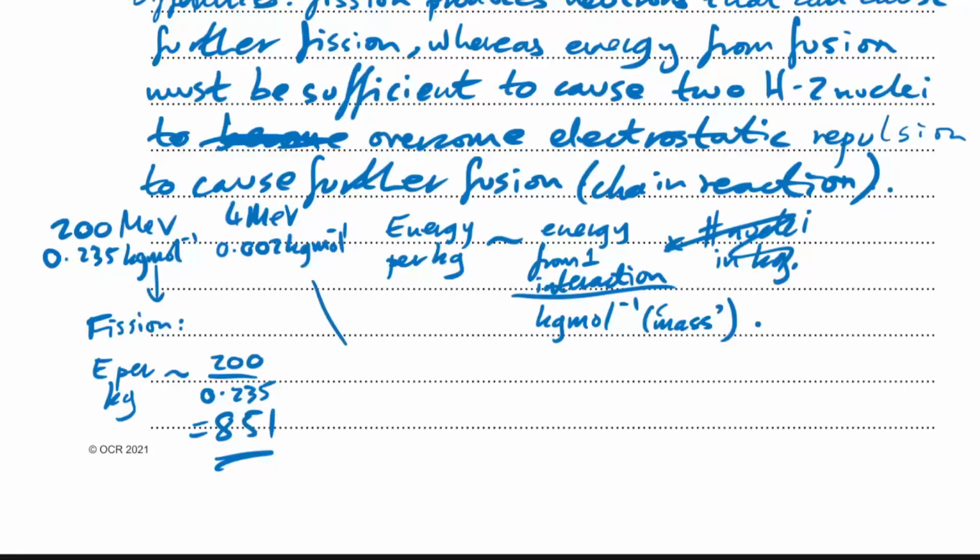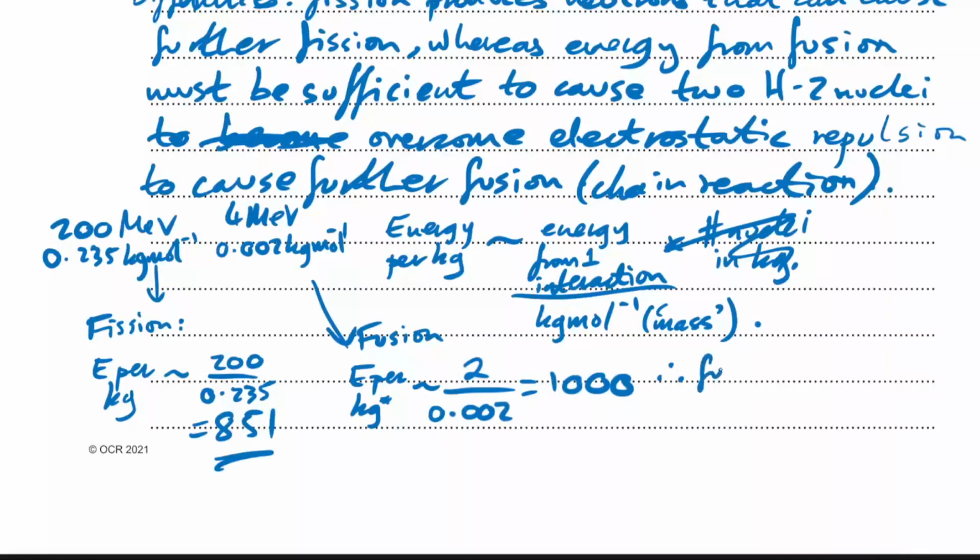So we've done that. What about fusion? Energy per kilogram is proportional to 4. But it's not going to be 4, is it? I'll call it 2, because we know it's going to be ultimately half of the energy made by each particle, because there's 2 required. So divided by 0.002 kilograms per mole, and that gives us the 1,000. So therefore, even though it's half, fusion produces more energy per kilogram. But they're still roughly the same, aren't they?